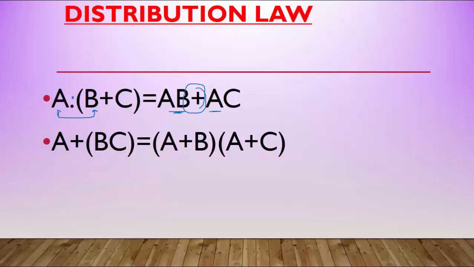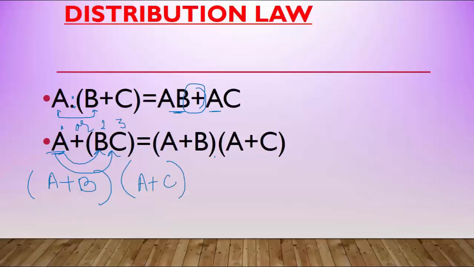And here a plus bc, you can write this a as, remember it, you just give it some name. So one will go with this, another time this will go with this. So a plus b, I told you ANDing is getting changed into ORing, and if it is OR means addition, then it is ANDing here. So a plus b and a plus c. So this is my distribution law.